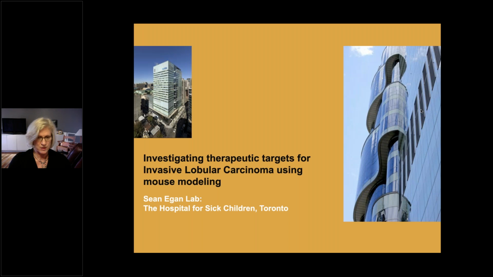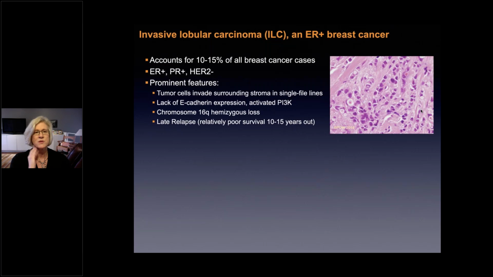And he's been interested for many years in understanding the genetics of breast cancer. And this particular type of breast cancer I'll talk about today is called invasive lobular carcinoma. And Sean is a really accomplished mouse modeler using really state-of-the-art genetic approaches to model human cancer in mice. And so he became interested in this particular disease, ILC for short, invasive lobular carcinoma.